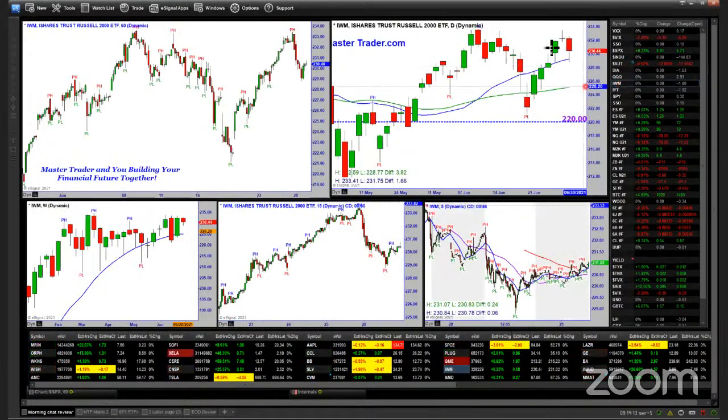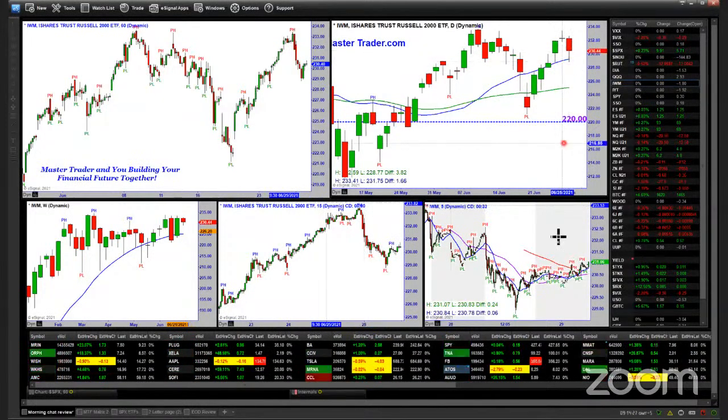IWM. There was a normal type of reaction yesterday after a move up into a resistance area and a stalling momentum candle, where it moved down and found some support here. It came back up again. Now we'll see what it does. Where is it here? 231-ish. It's up a little bit. Basically nothing going on here this morning of any significance.